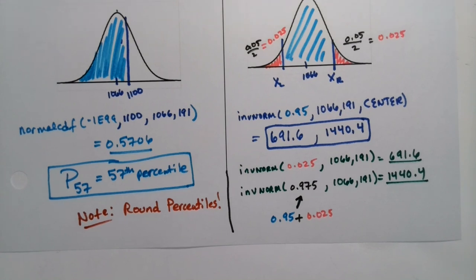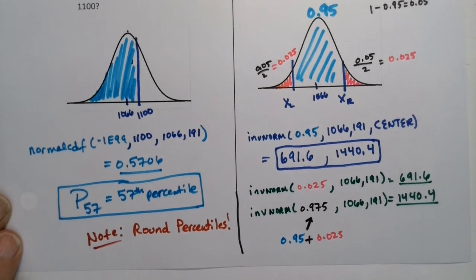All the same stuff we're doing and using that decision matrix, inverse norm and normal CDF, but we have context and a story problem to attach it to. So that makes it more fun, right? Well, maybe not.